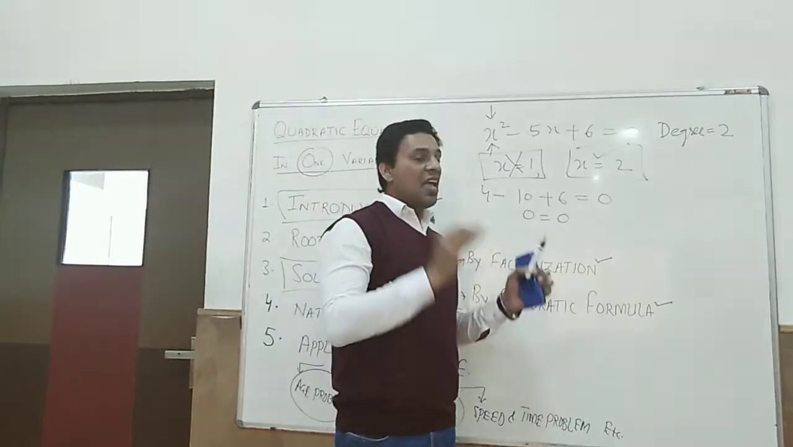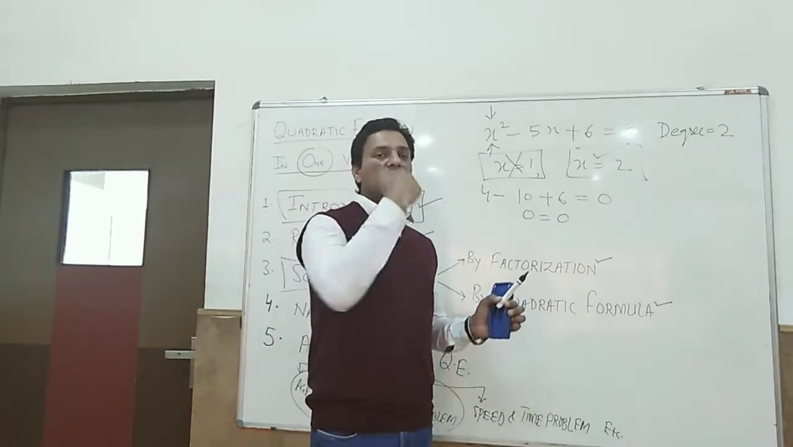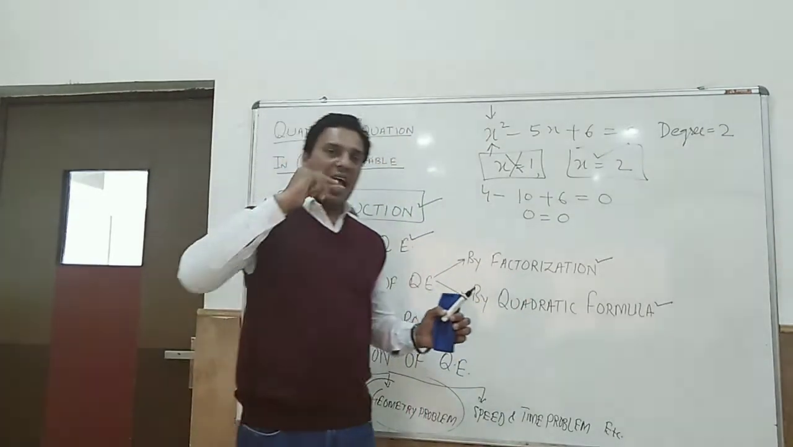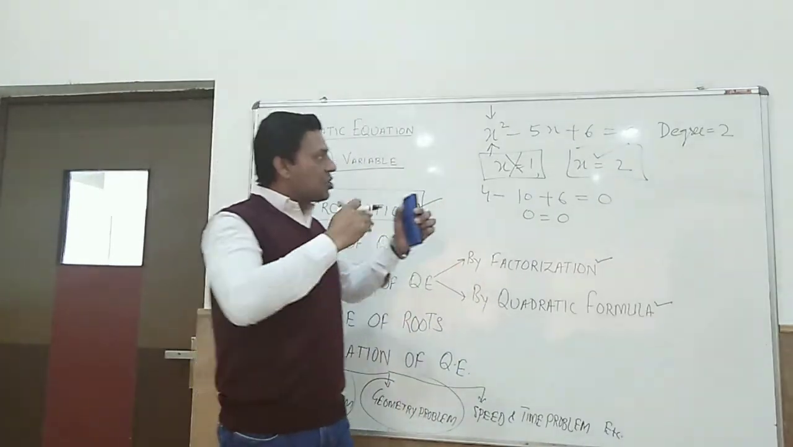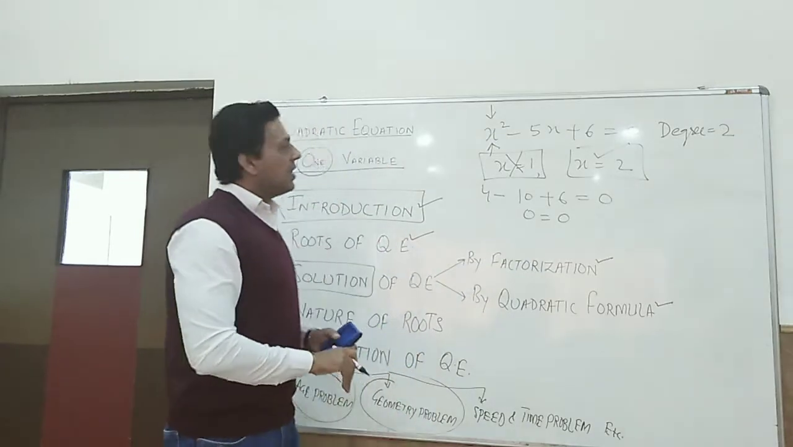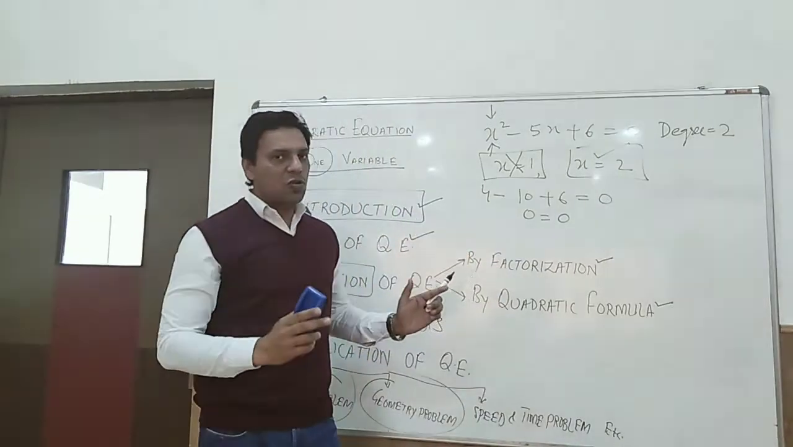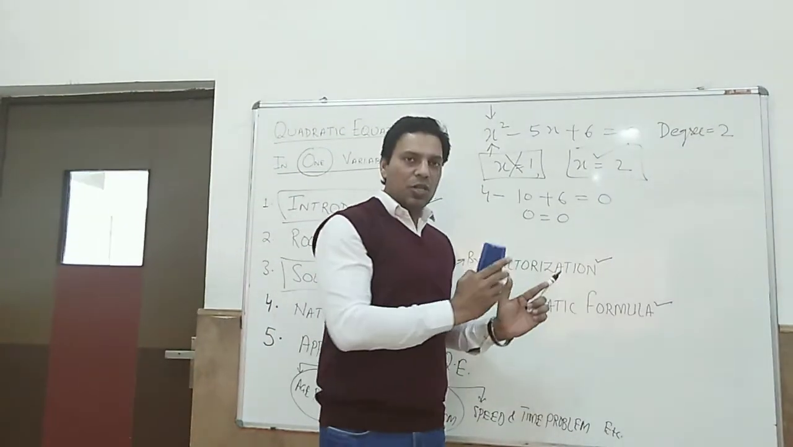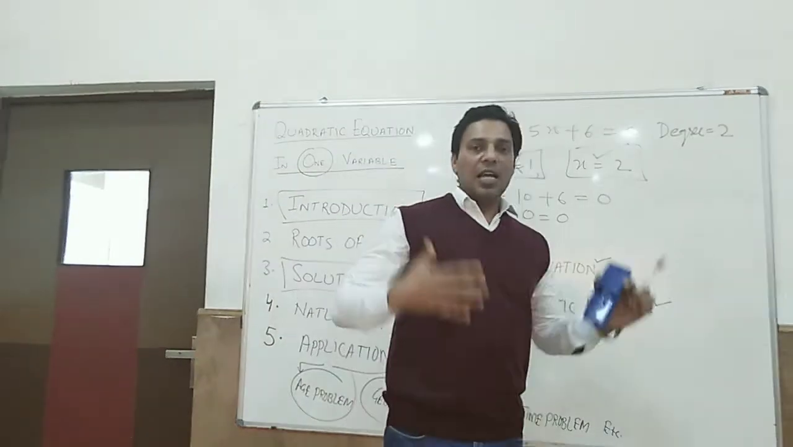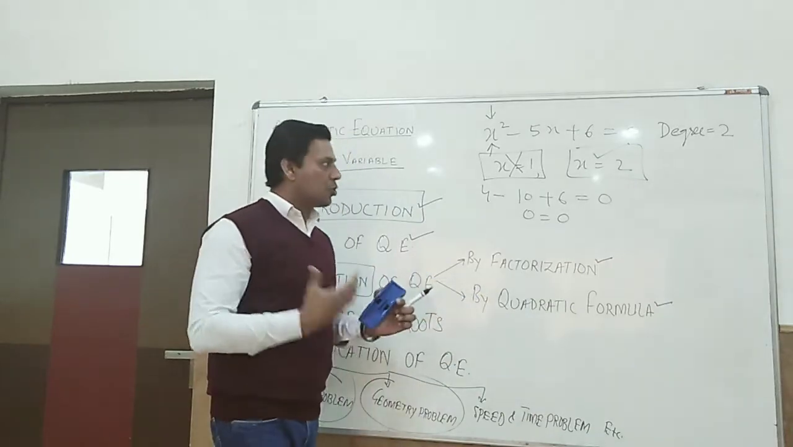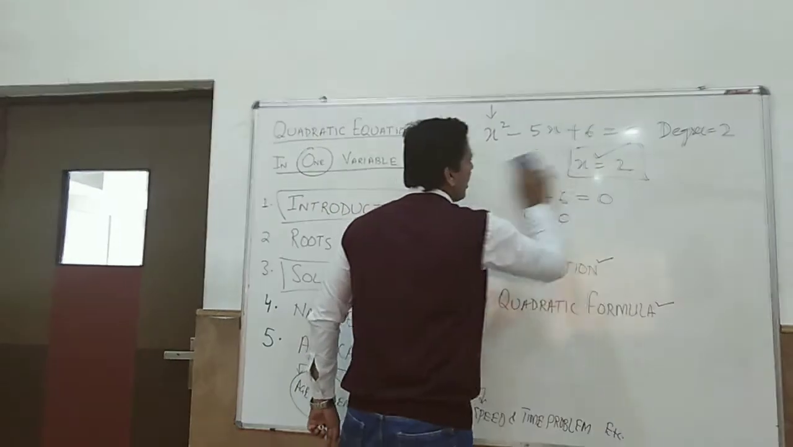So remember, if any real number x is a solution of a quadratic equation, then this value will definitely satisfy the quadratic equation. If it is not a root, then it will not satisfy that quadratic equation. So in this example, 1 is not the root of this quadratic equation, but 2 is the root of this quadratic equation. So obviously, it is a quadratic equation, it will have two roots. Okay, so these are about roots of quadratic equation.